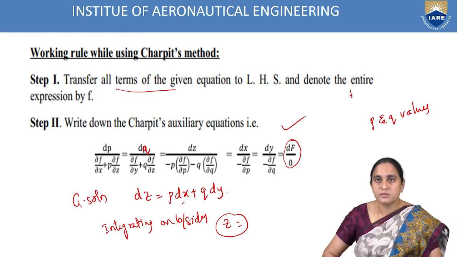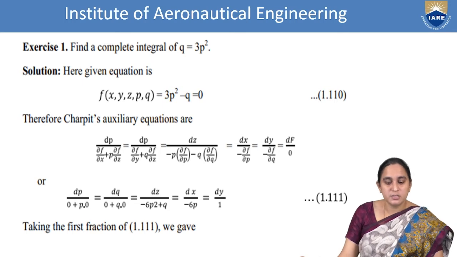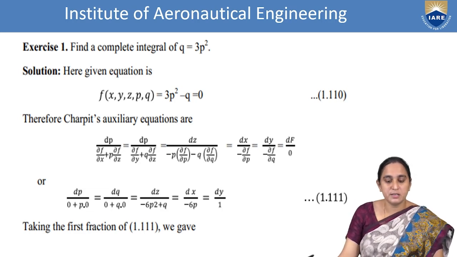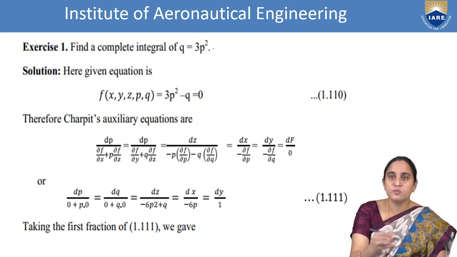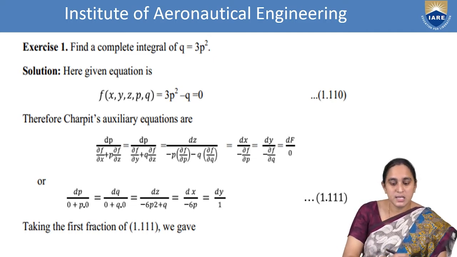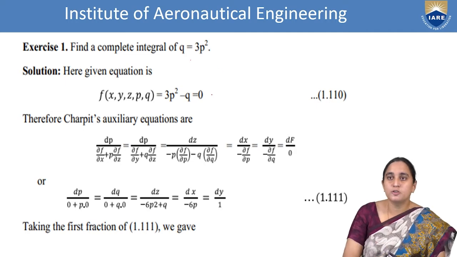Now I'll go through the first question for Charpit's method. That is, find a complete integral of q is equal to 3p squared. This is the first question: q is equal to 3p squared. By using the above steps for Charpit's method, let us assume the given equation as F. Write it in the form of F: F of x, y, z, p, q is equal to 3p squared minus q is equal to 0.